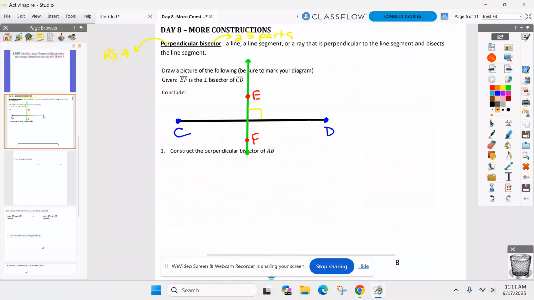Michael? Arc marks. That's for angles. What's for segments? Oh, the hash mark. Correct. So we should be putting hash marks there. Are we okay with this vocab term, a perpendicular bisector? I can only do this on a segment. I can't do this on a line because lines can't be cut in half.